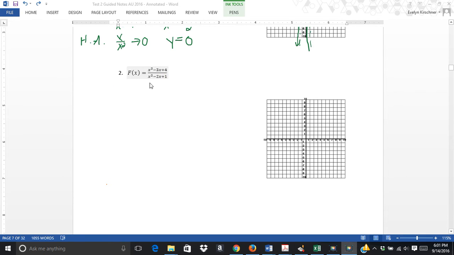All right, so I want to graph this function. F of x is x squared minus 3x plus 4 over x squared minus 2x plus 1. So step 1 says to factor. I cannot factor the numerator because I don't have any two numbers that multiply to be 4 and add to be negative 3. But the bottom I can factor it into x minus 1 times x minus 1, or I can rewrite it as x squared minus 3x plus 4 over x minus 1 squared.